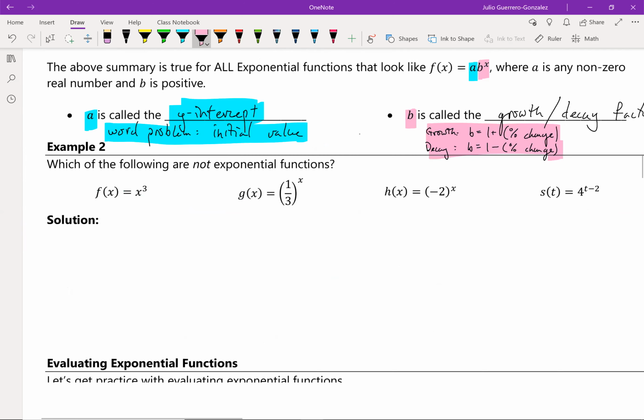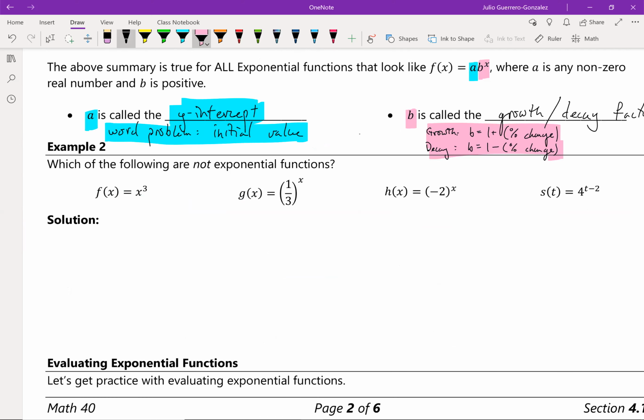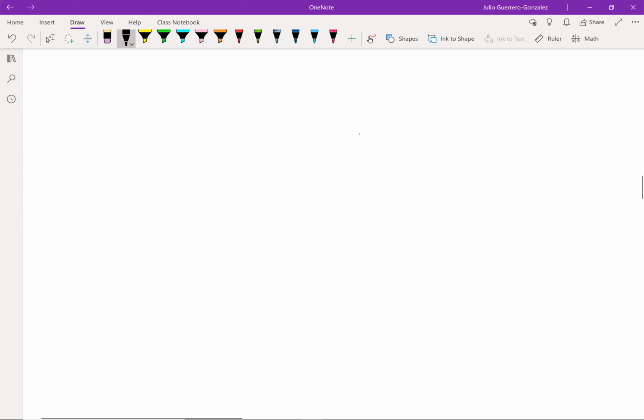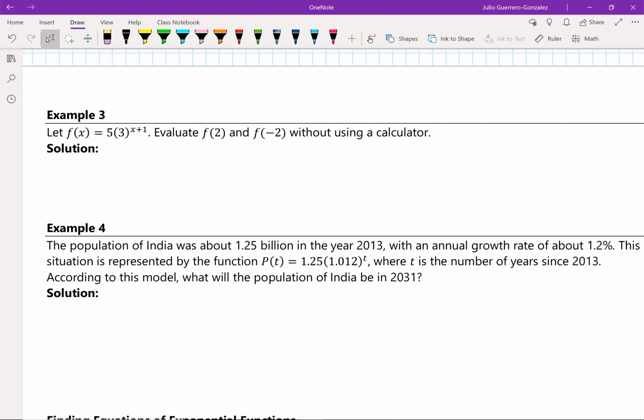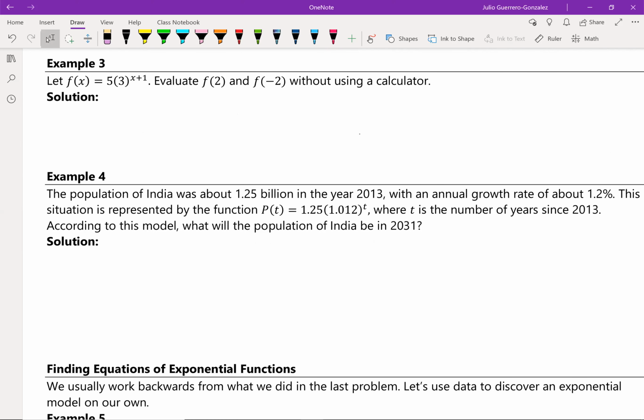So I'm actually going to skip example 2. I want to go to just getting you guys to evaluate some stuff. Let's move on to example 3. So function notation still works the same as it did before. How would we evaluate f of 2? What does that tell me to do? Plug in the x, and then you solve out the whole equation.